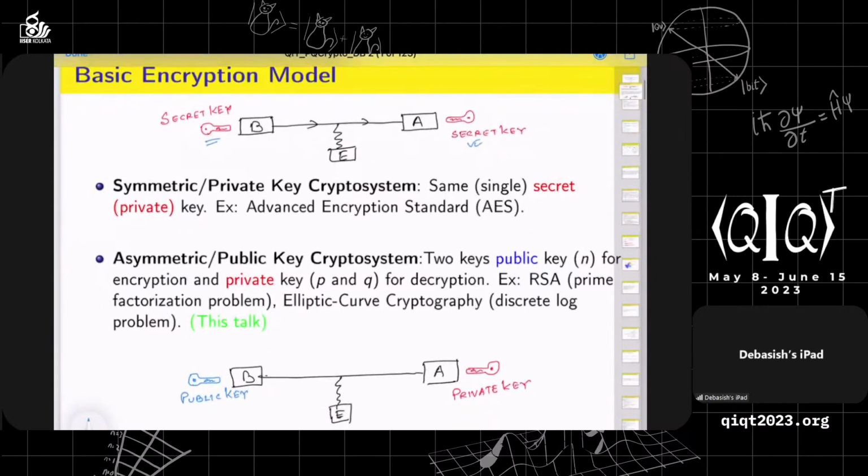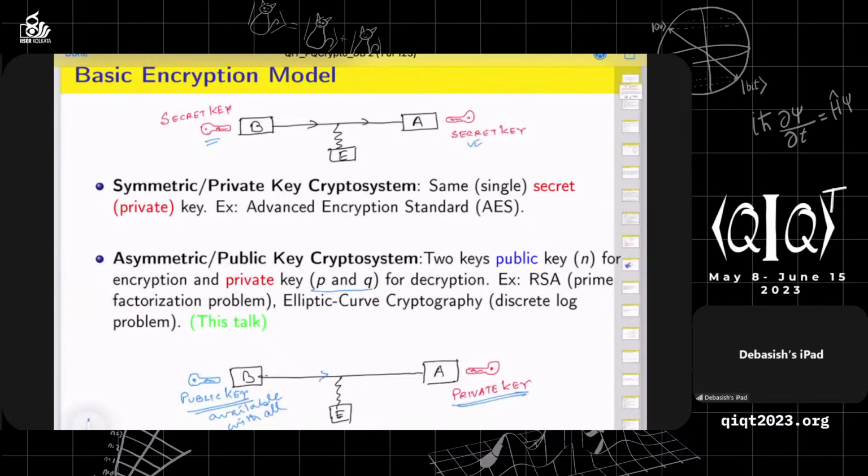Okay, another philosophy is there, which is called asymmetric or public key crypto system, where once B is trying to send some message to A, B will use one public key for encryption. Public key means it is publicly available with all. So one public key, suppose N, is available with all. So he will encrypt with that one. But this encryption is done in such a way that the decryption can happen only with the private key. So the private key is P and Q, suppose I'm telling.